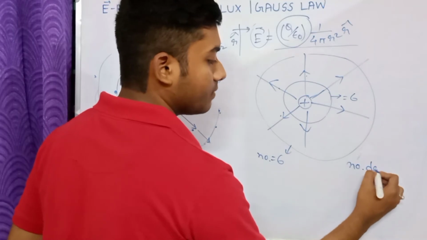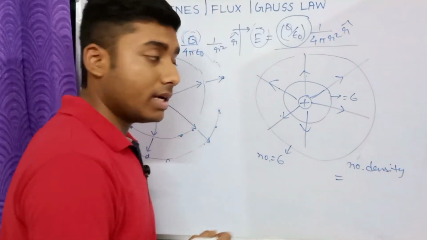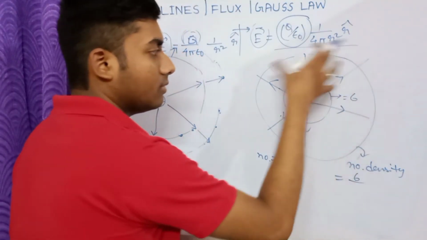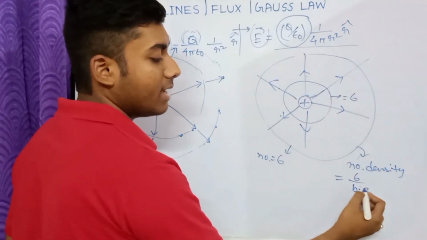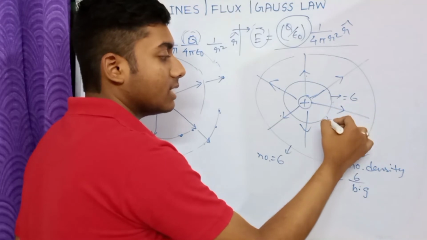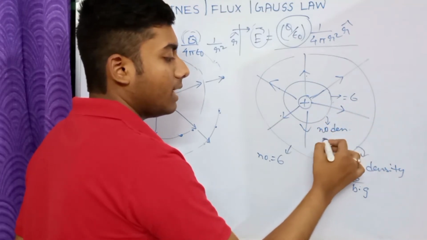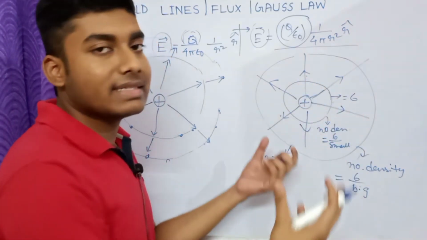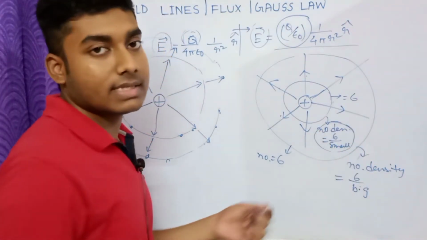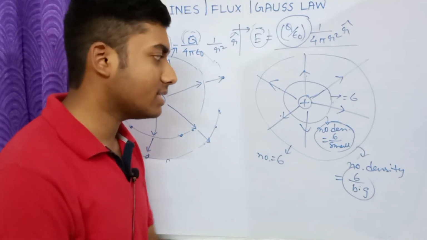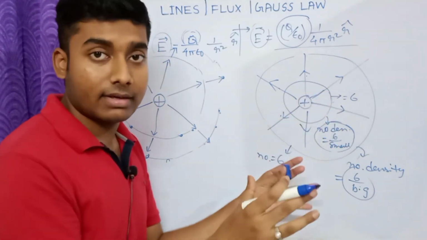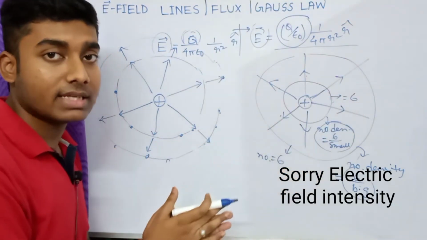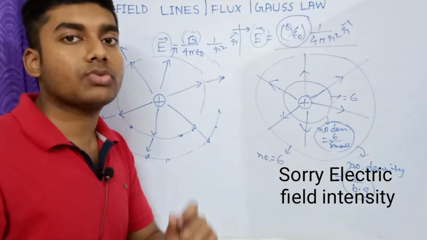So the number of field lines is the same, and so the number density of field lines will be what in both cases? Here the number density will be 6 by a big area, right? And in this case, the number density will be 6 by a smaller area, because this is a smaller area. So you can easily understand that this value will be greater than this value. That means the number density in this region will be greater, and we have just understood that the electric field in this region is also greater than this. So you can relate these two things.